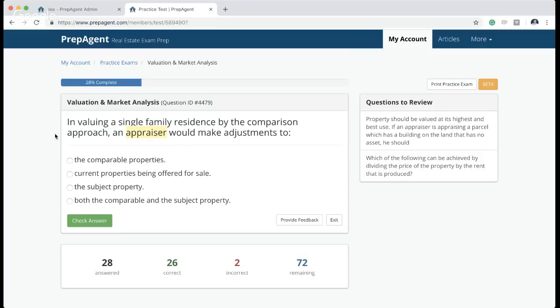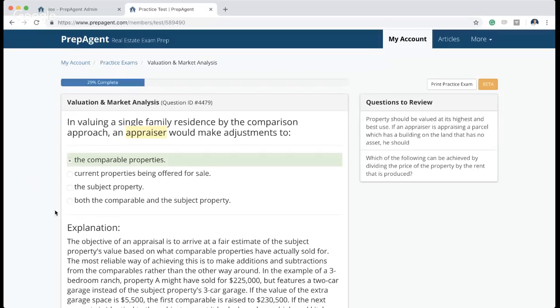Okay. In valuing a single family residence by the comparison approach, an appraiser would make an adjustment of A, the comparable properties, B, current properties being offered for sale, C, the subject property, or D, both comparable and the subject property. Okay. A, the comparable properties.